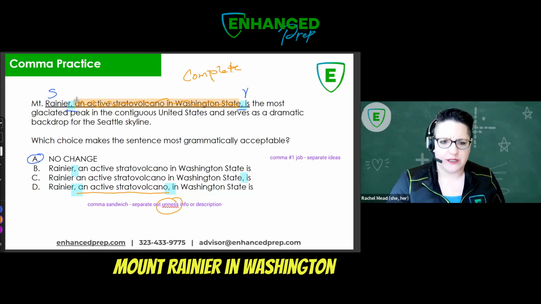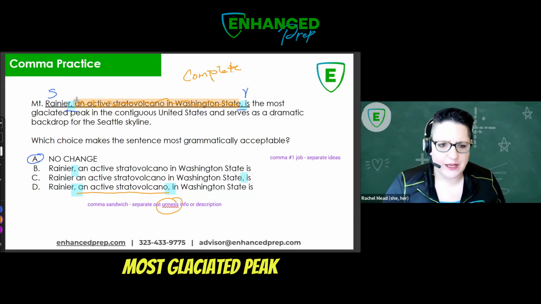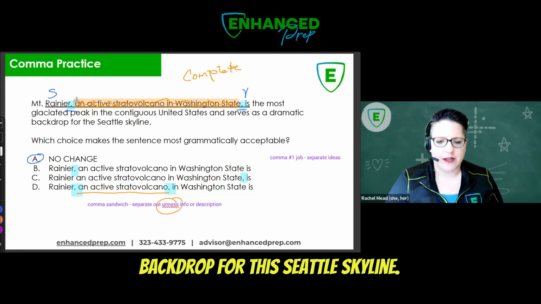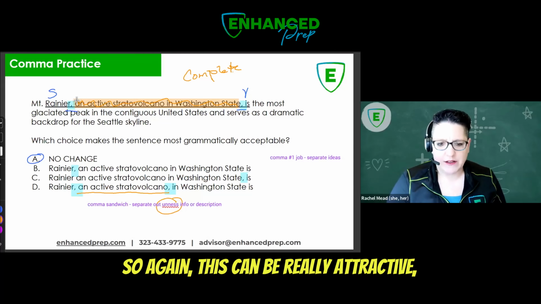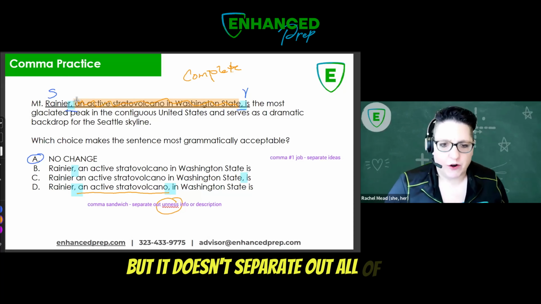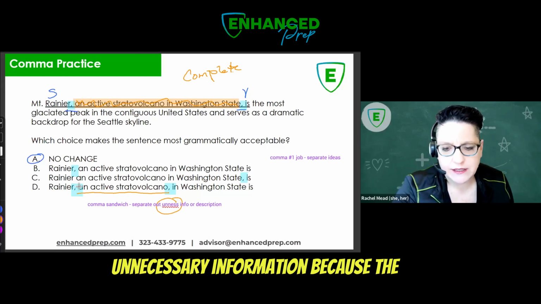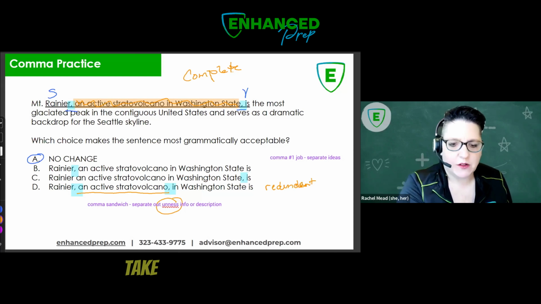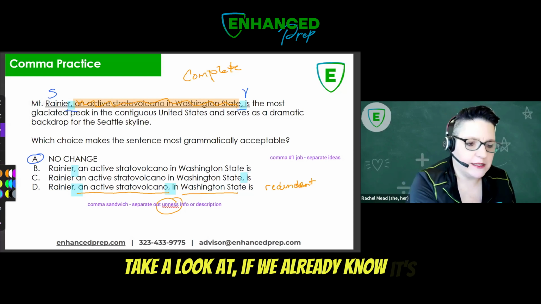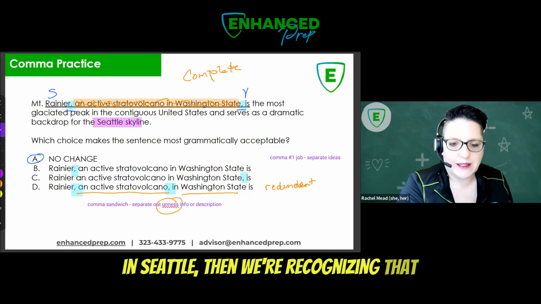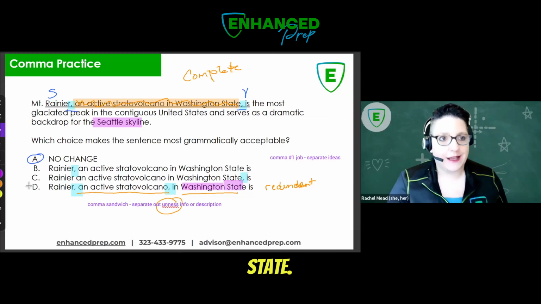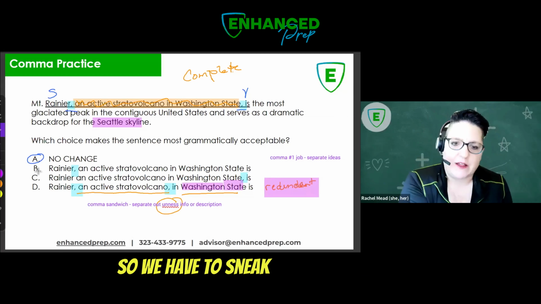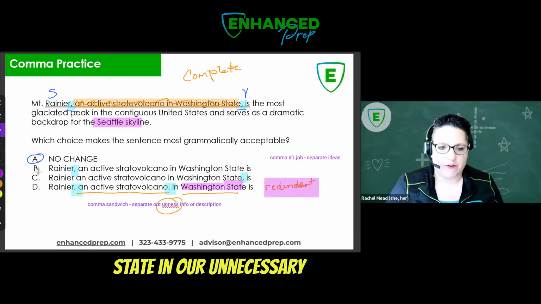Mount Rainier in Washington State is the most glaciated peak in the contiguous United States and serves as a dramatic backdrop for the Seattle skyline. So again, this can be really attractive, but it doesn't separate out all of our unnecessary information because the ACT would consider this to be redundant. And what we mean by that is, if we already know it's in Seattle, then we're recognizing that it's also in Washington State. It can't be in Seattle and not be in Washington State. So that is redundant. So we have to sneak in that Washington State in our unnecessary information as well.